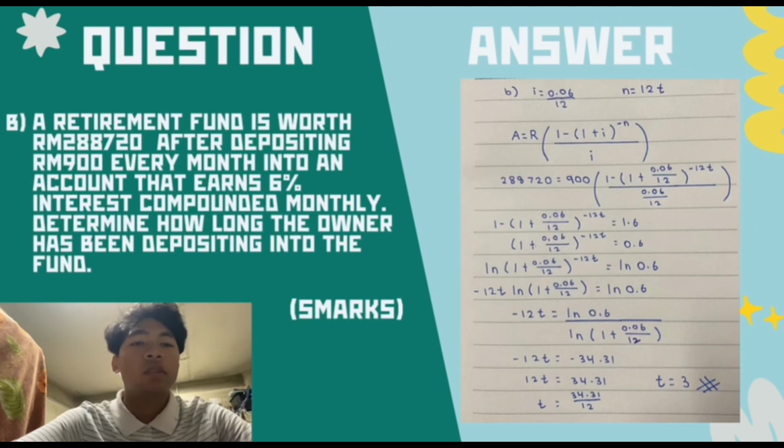Divided by 0.06 divided by 12. Rearranging gives open bracket 1 plus 0.06 divided by 12 close bracket to the power of negative 12t equals 0.6. Taking natural ln gives negative 12t times ln of open bracket 1 plus 0.06 divided by 12 close bracket equals ln of 0.6. Solving gives 12t equals 34.31. So t equals 34.31 divided by 12. And the final answer is t equals 3.